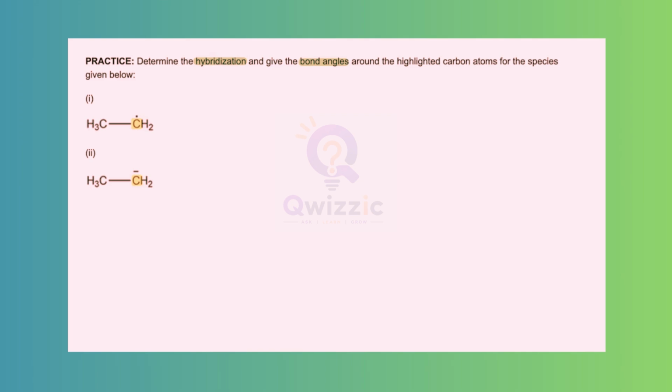Determine the hybridization and give the bond angles around the highlighted carbon atoms for the species given below. We're given two structures. We can begin with the first one, and what we want to do is just expand the bonds. First of all, we're given a methyl group, CH3, that is bonded to the carbon of interest. That specific carbon has two hydrogens bonded to it, as well as an unpaired electron, so it's a radical.